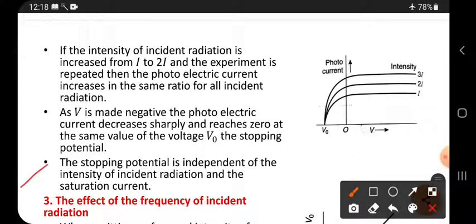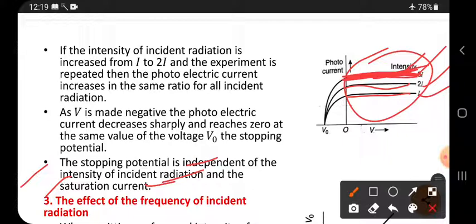The stopping potential is independent of the intensity of incident radiations. The saturation current is what does depend on intensity. Why? The maximum constant current is called saturation. For this intensity it is a saturation, for this intensity it is a saturation, and for this it is a saturation. So the saturation current does not depend on V naught.